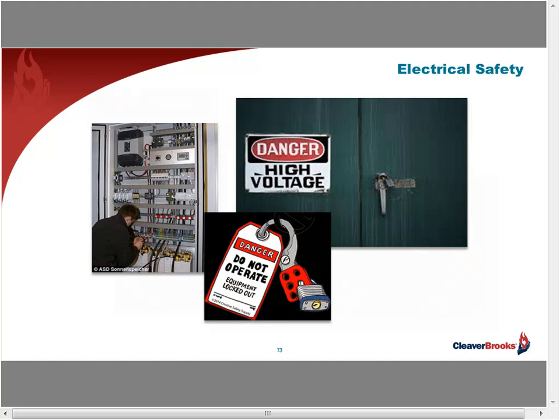And also remember, low voltage is life-threatening too under the right circumstances, because it can cause heart fibrillation and ultimately death if the person is not tended to quickly enough. So as you all know, electricity, be it low or high voltage, is nothing to take lightly.